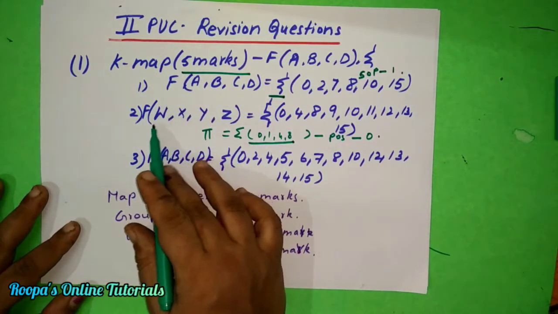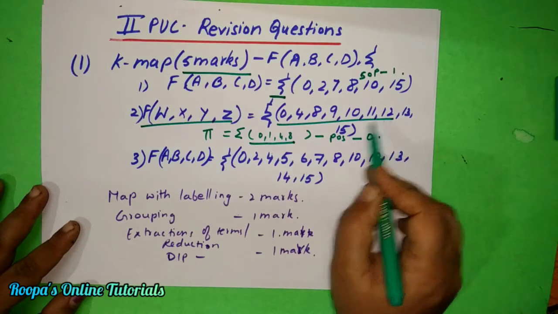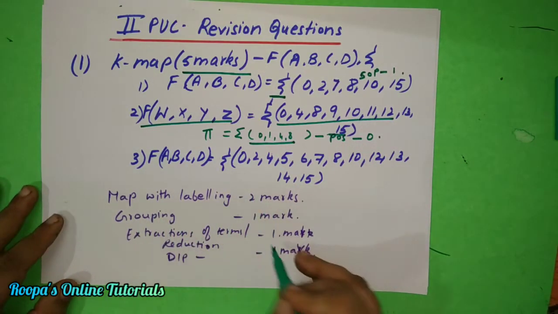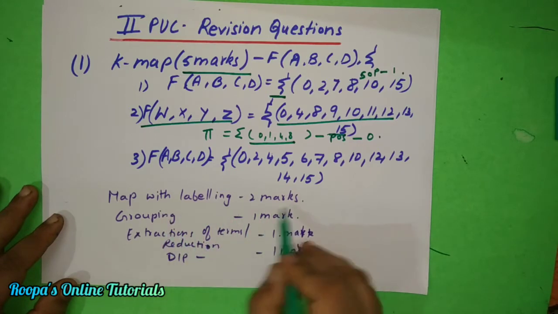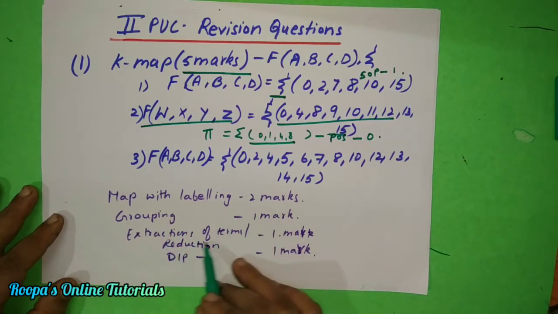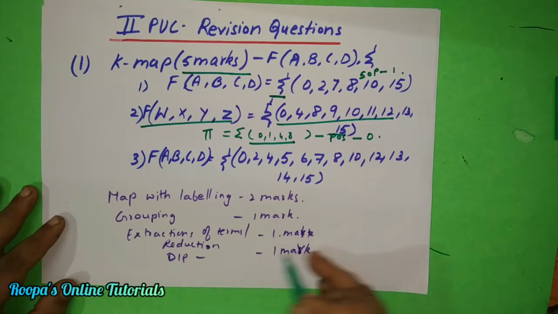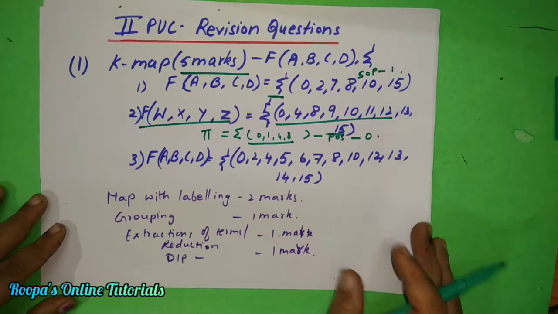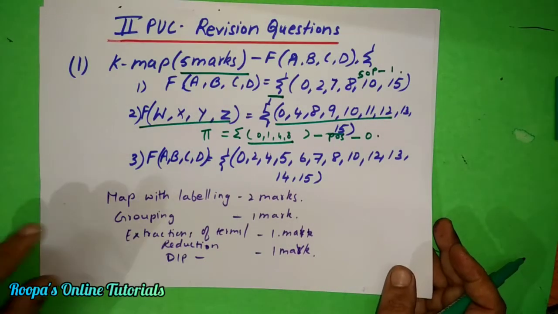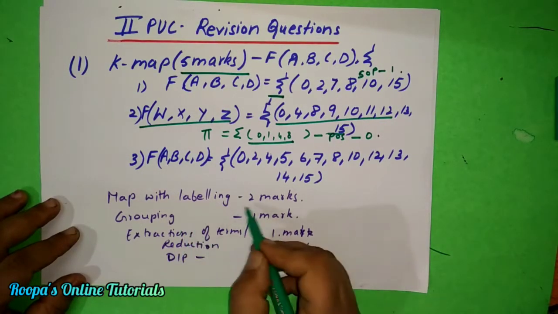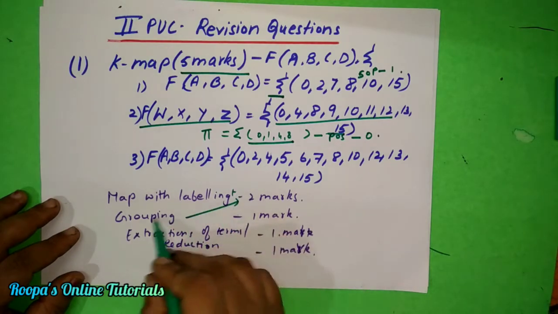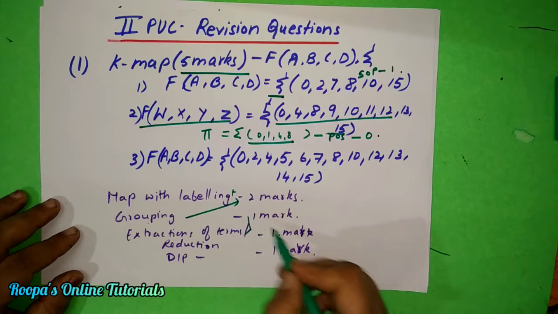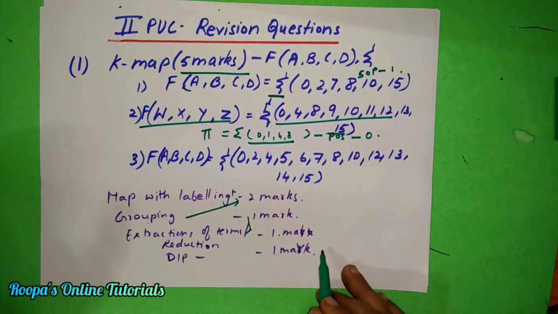They would have given you the variables and the values like this, and you need to draw the K-map. Generally the marking scheme is like this: with the labeling you get 2 marks, grouping is 1 mark, and the extraction of terms, reduction and the output is again 2 marks. This scheme may change according to the particular exam, maybe 2 marks for map and grouping, 2 marks for the reduction, and 1 mark for the output.